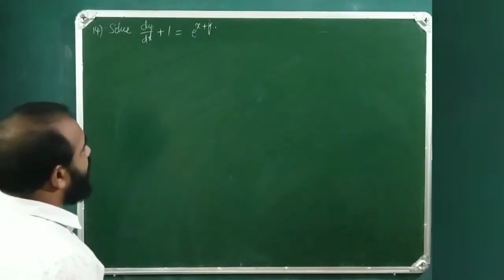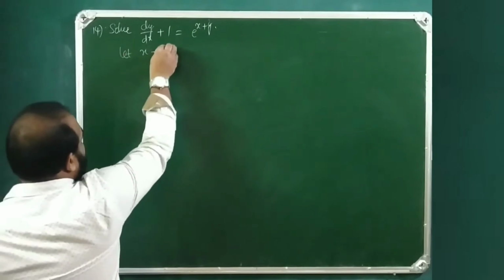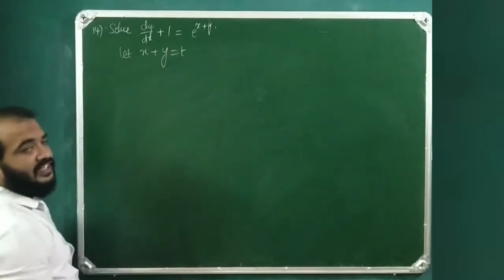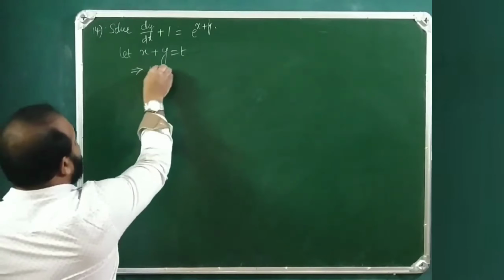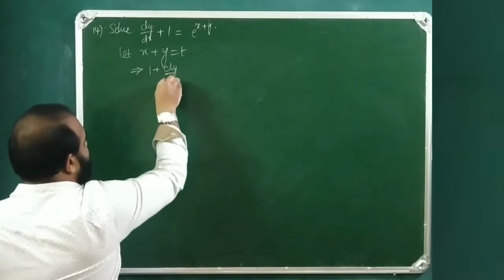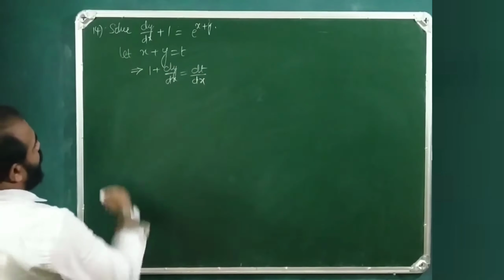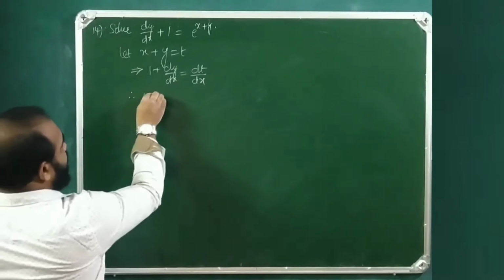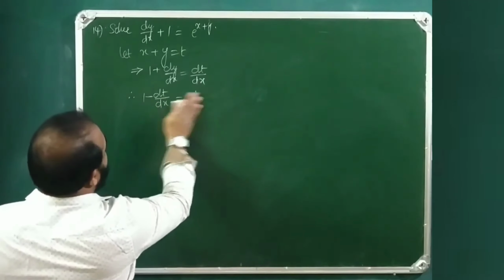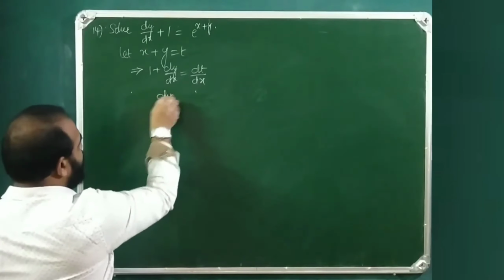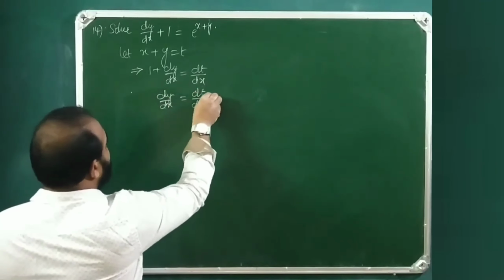Solve dy by dx plus 1 equals e power x plus y. Let x plus y equals t. Differentiating as usual with respect to x, this is 1 plus dy by dx equals dt by dx. So dy by dx equals dt by dx minus 1.